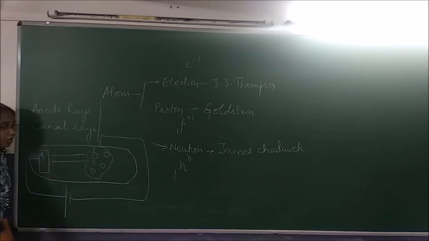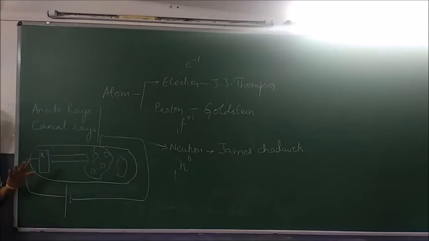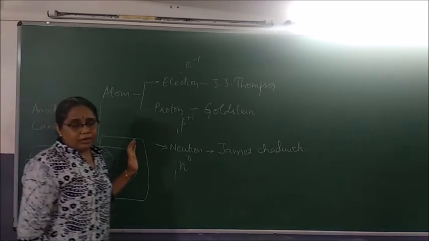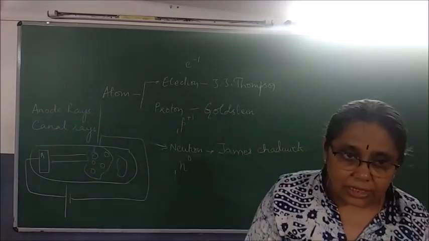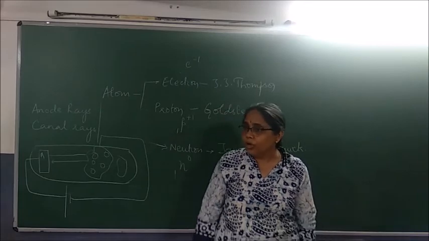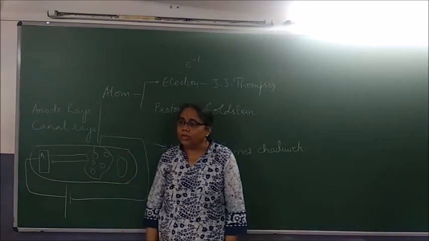But now the glow is produced behind the cathode, which means what? Some rays have gone through these holes, accumulated there and have produced a glow. So this basically proves that they are the rays which have travelled from the anode and moved towards the cathode. These are called as what rays? These are called anode rays. Fine? What are anode rays?